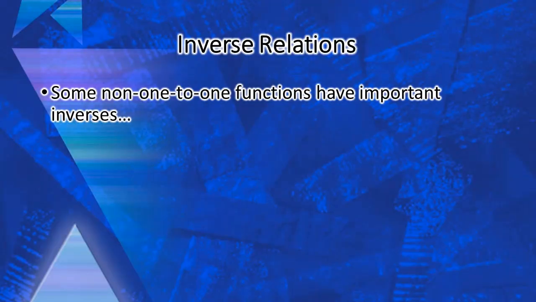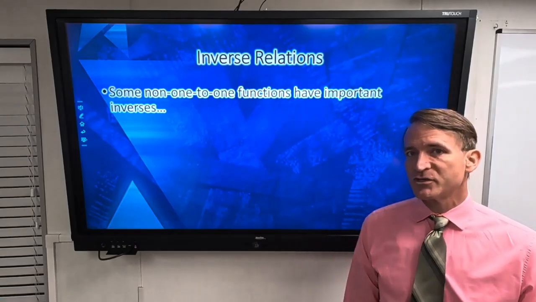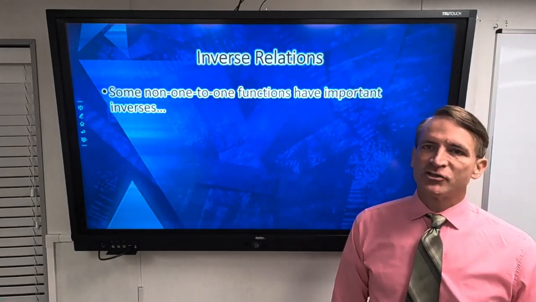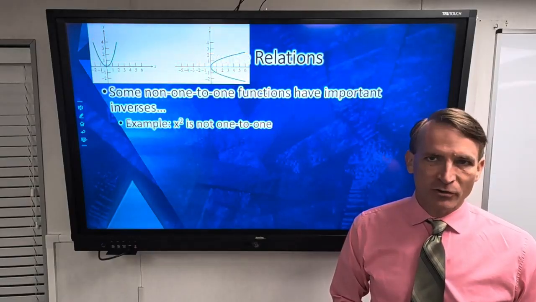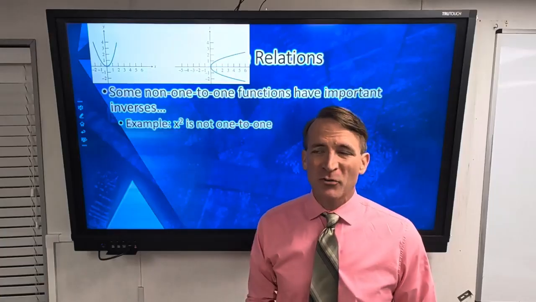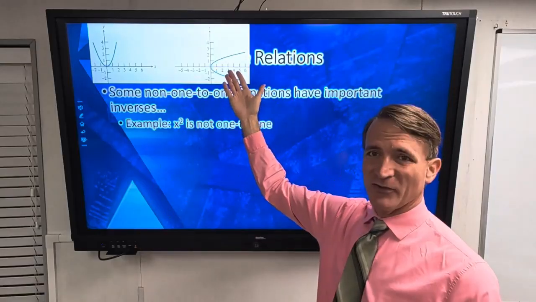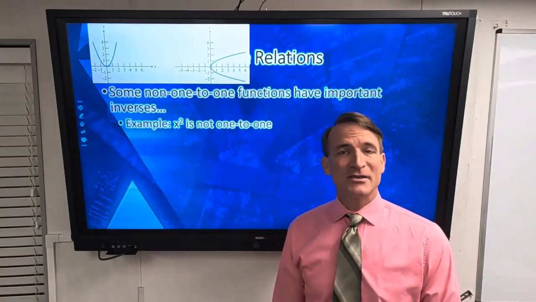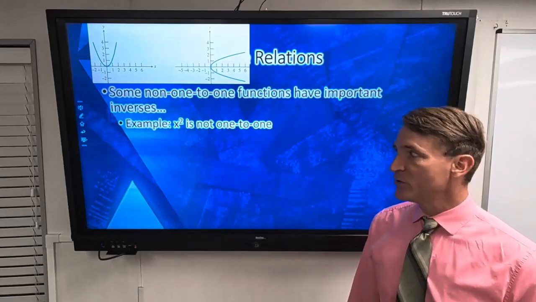There are some non-one-to-one functions that are important, and you can find inverses of those functions that are also functions if you restrict the domain of the original. And I'll use this one as an example. Let's say we had x squared. X squared is a function, but it's not a one-to-one function because remember, it does not pass the horizontal line test, which means if I were to graph its inverse, it would look like this, which again, does not pass the vertical line test for a function.